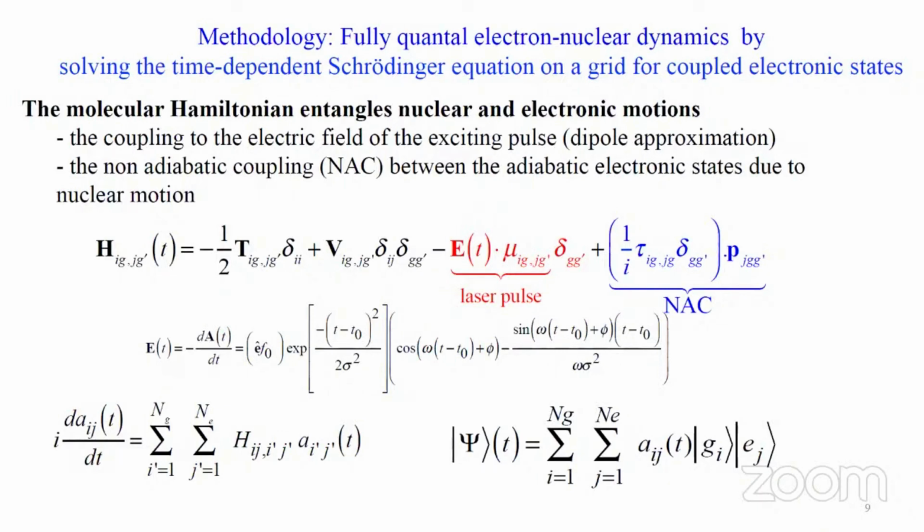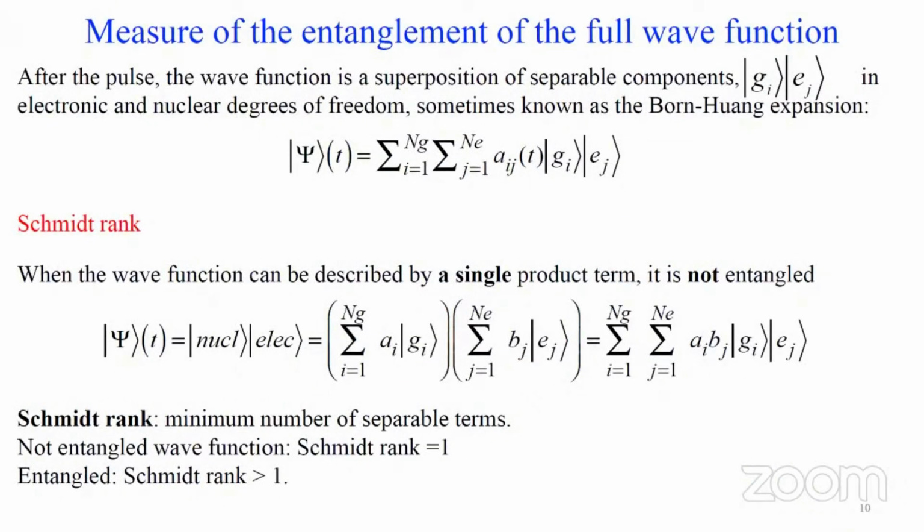And we have two terms that will entangle the electronic and nuclear motion. As I said before, the dipole interaction with the pulse, and the NAC terms that are driven by the nuclear motion. And then if you want to rationalize the control that you can get, or understand how you could control knowing that you have entangled motion, you need a measure of entanglement. So what we did is to use a measure that is called the Schmidt rank.